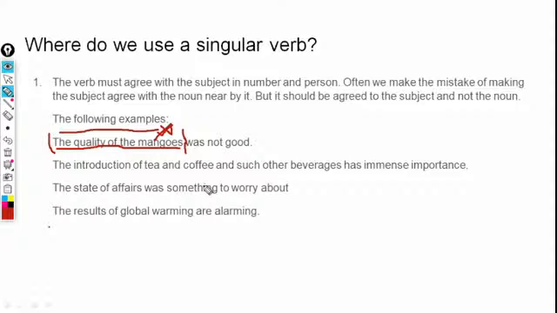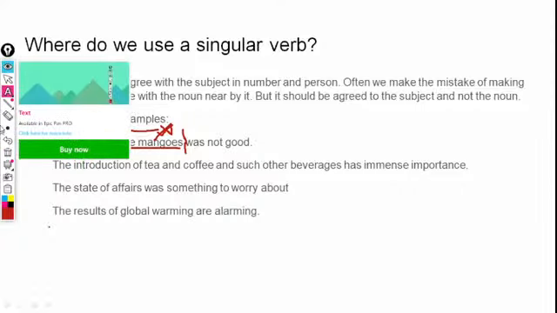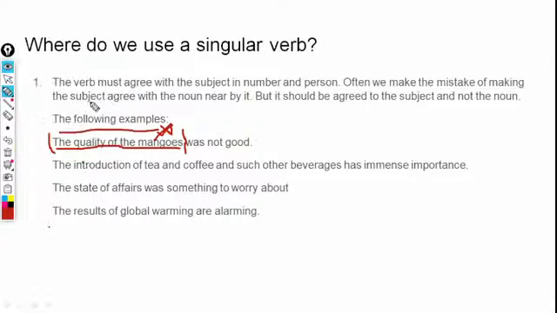We are talking about the quality of mango and not only the mango. We are not talking about mango. We are talking about the quality of the mango. So whatever in the sentence we will talk about will be the subject. Hence, the verb must agree with the subject in number and person.